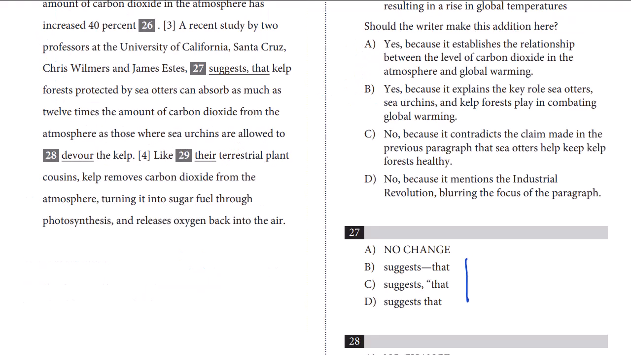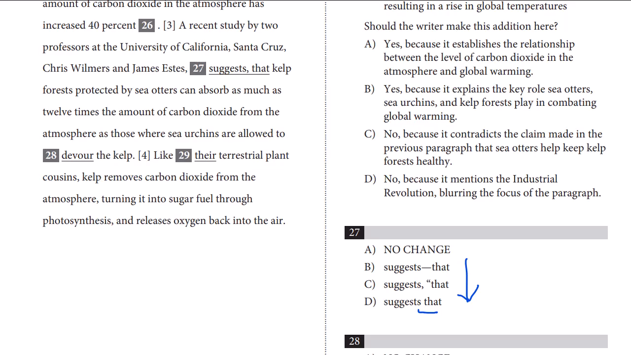27, I've got long dashes, commas, quotes, nothing before that. Well, right away we know it's "that," so there's probably not going to be a comma or a long dash. It's probably going to be no. Remember the which versus that. Which, among relative pronouns, almost always takes a comma. That almost never takes a comma. It's always restrictive. So let's just read the full sentence.